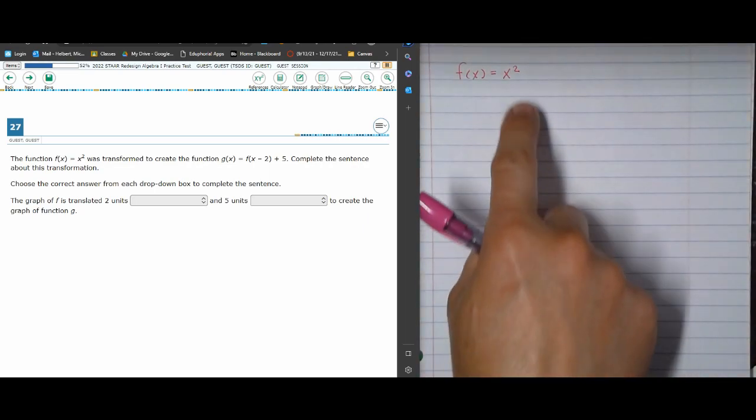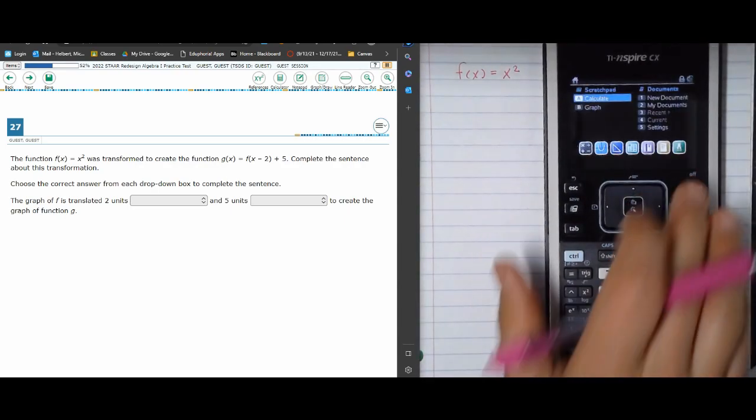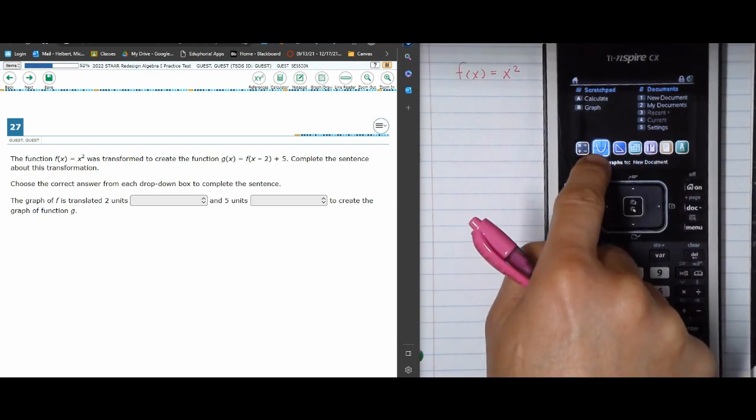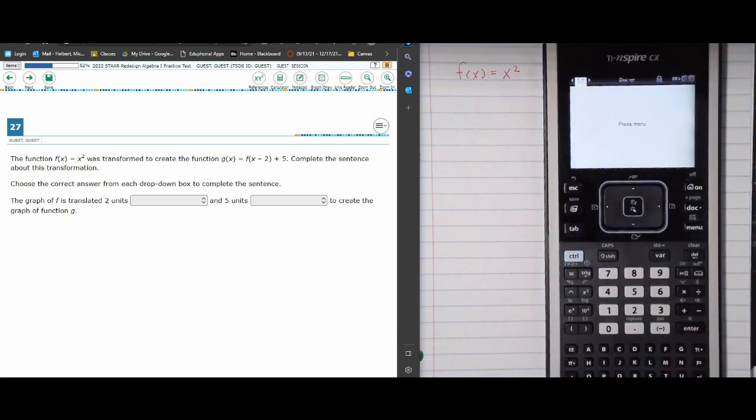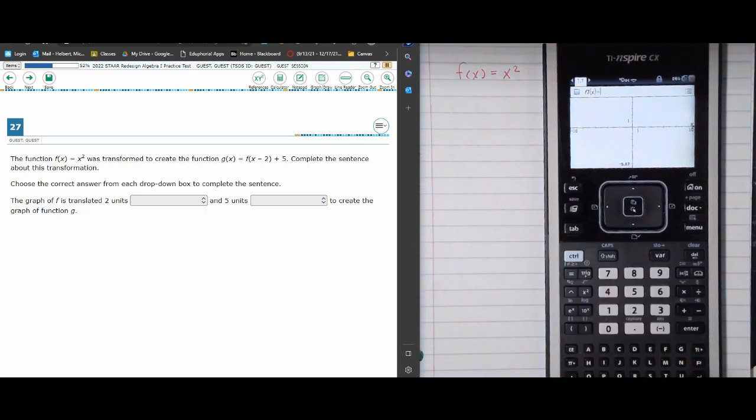So this would be easy to graph, right? And I'm going to graph it right now. Let's take a look at what that would look like if we graphed it. So I'm going to go to my favorite graphing feature, right? The parabola down at the bottom, and it's going to open up. It already puts f of x for me, and I just need to type x squared.